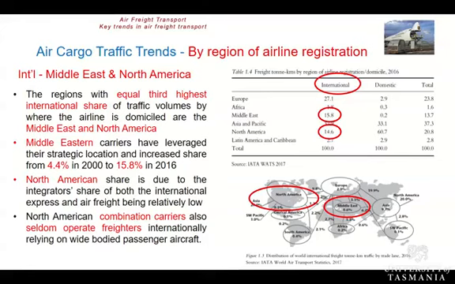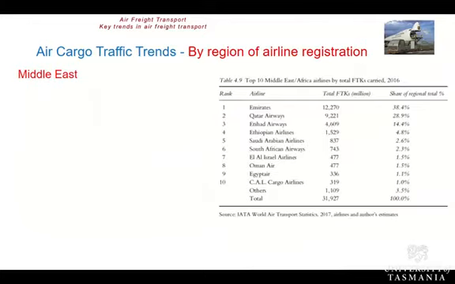And these carriers moving from the United States, or North America, to Europe, are able to use their wide bodies to carry as much cargo as they might possibly need.